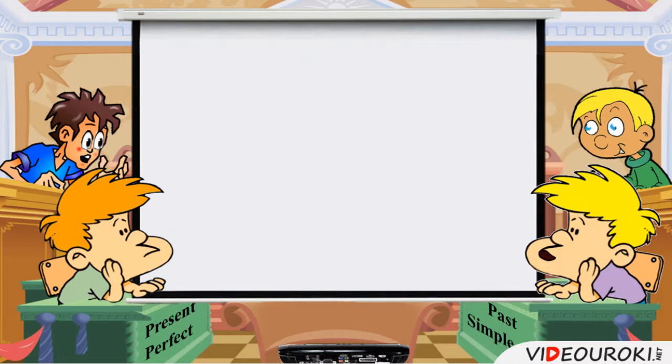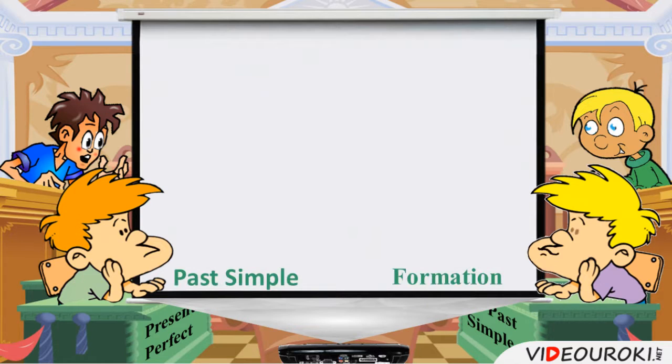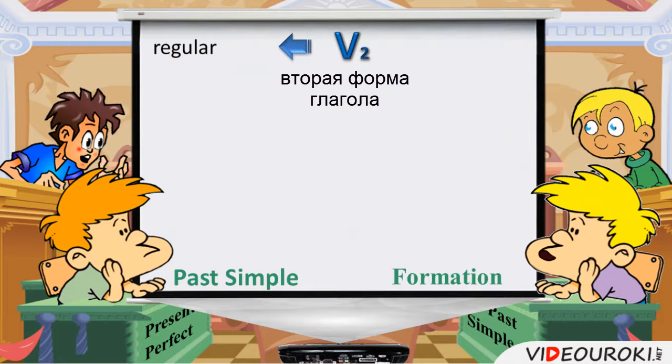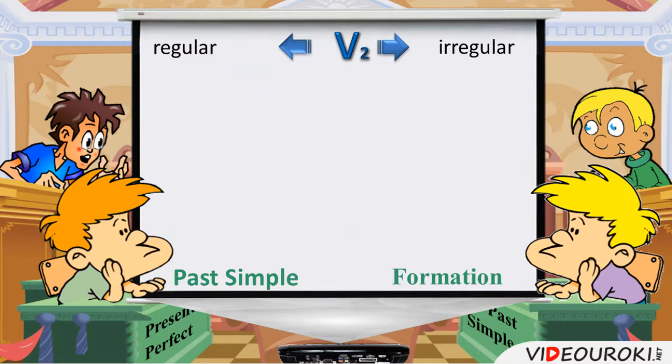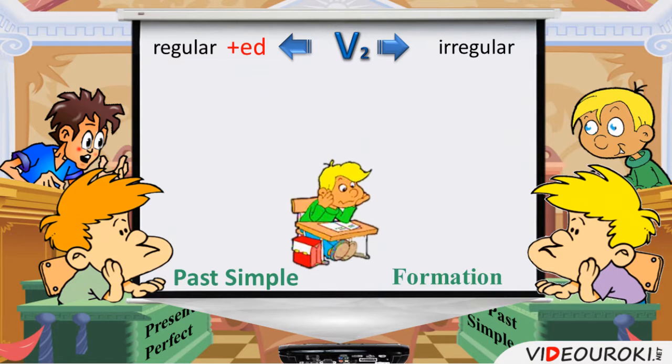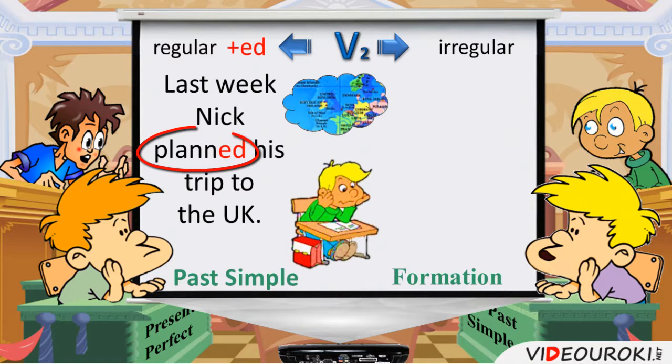Okay, first of all, let's compare our formation. I, the past simple tense, use the so-called second form of the verbs, their past simple form. Here, I remind you that all the verbs in the English language are divided into two groups: regular, правильное, and irregular, неправильное. To use a regular verb in the past simple tense, we just add ed ending. Look, last week Nick planned his trip to the UK.